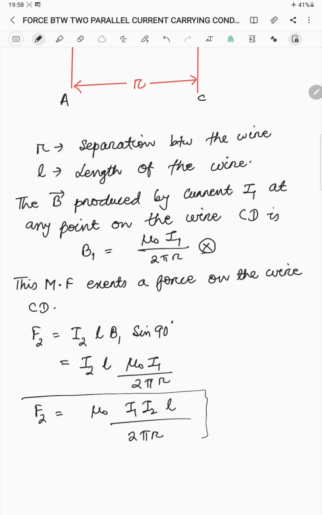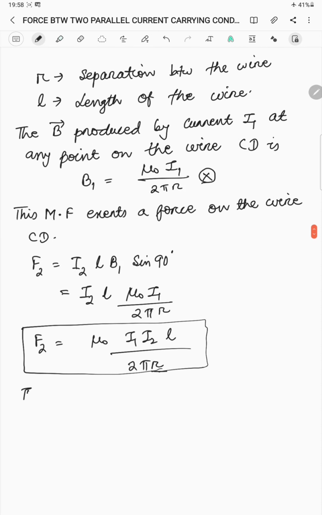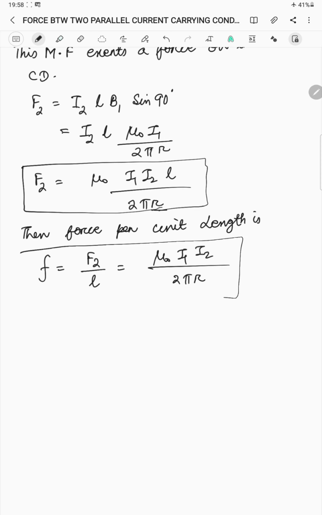Okay, so this is the value of F2, and you have also found out the direction of F2. Then force per unit length, how much will it be? It is denoted by small f. Small f will be equal to F2 by L, that will be equal to mu naught I1 I2 divided by 2 pi r. Okay, so this is the expression for your force per unit length.